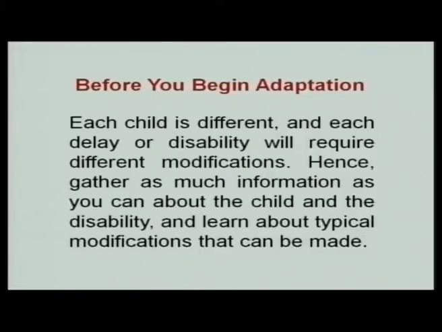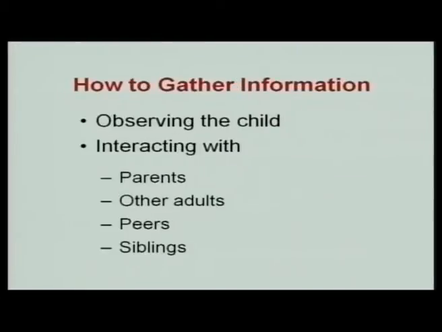Hence, we should gather as much information as we can about the child and the disability and learn about typical modifications that can be made. This is prior to beginning making adaptations in the physical environment. And how to gather this information? We can gather it by observing the child, by interacting with parents, other adults, and peers with whom the children like to play, and also by talking to the siblings, the brothers and sisters, anybody who can give us information about the child's needs and comfort zone, so that we can make similar kinds of adaptations in the physical environment.